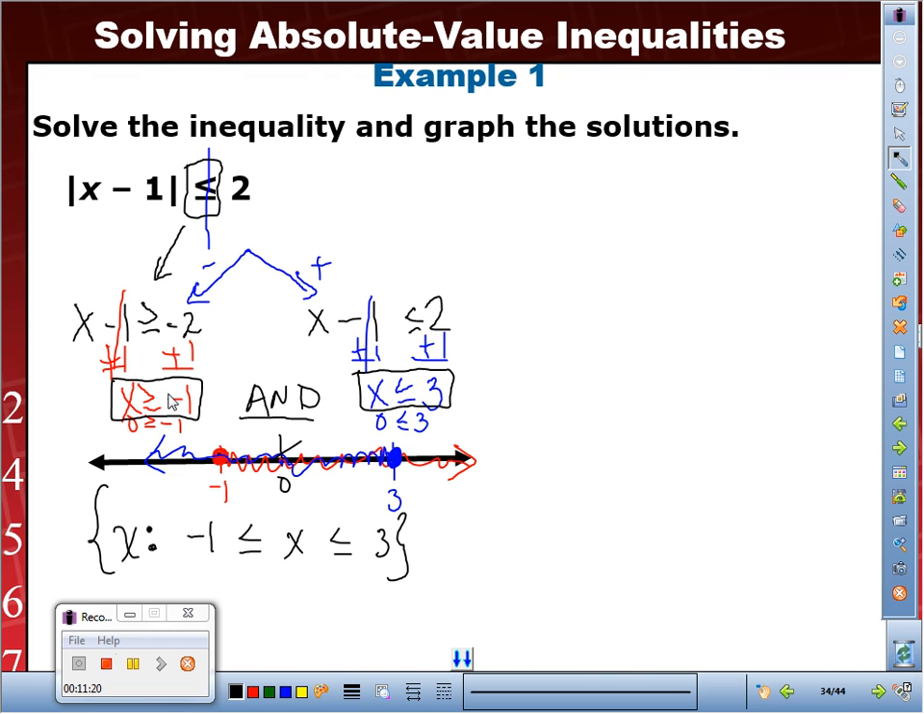From there we solve each one, there it is, and then we graph each one individually. So if I graph this first one in red, it goes that way, this one went that way, and I saw that they both intersected. If they both intersect, this is what we call an AND inequality. Once we have that, we write our solution set, x such that -1 less than or equal to x less than or equal to 3. This is what we call a compound inequality.